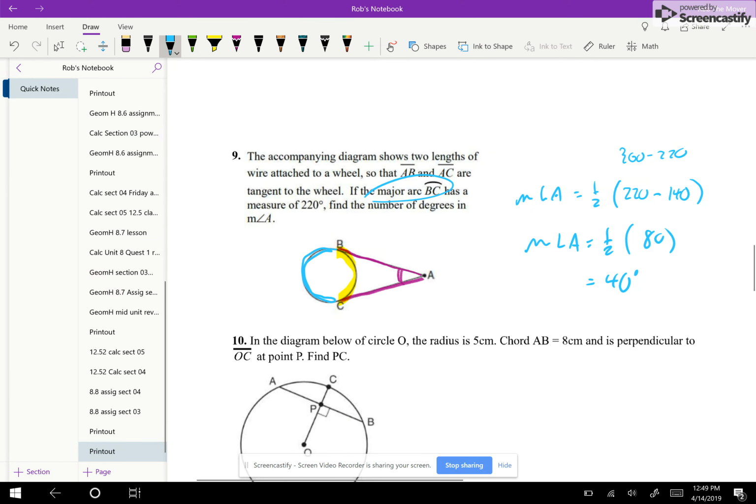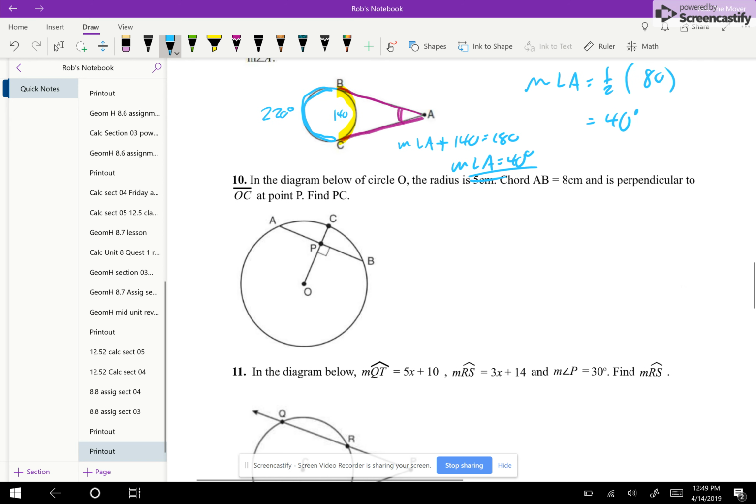Now you could have noticed that this arc 220, the major arc, adds up to 360 with the minor arc BC. So you could have easily done this same math over here to find this is 140, and then angle A is supplementary. So the other way to do it would be to say the measure of angle A plus 140 equals 180. So easily the measure of angle A is 40.